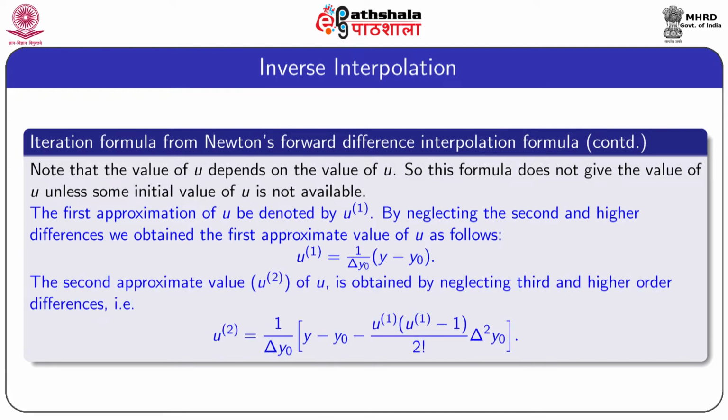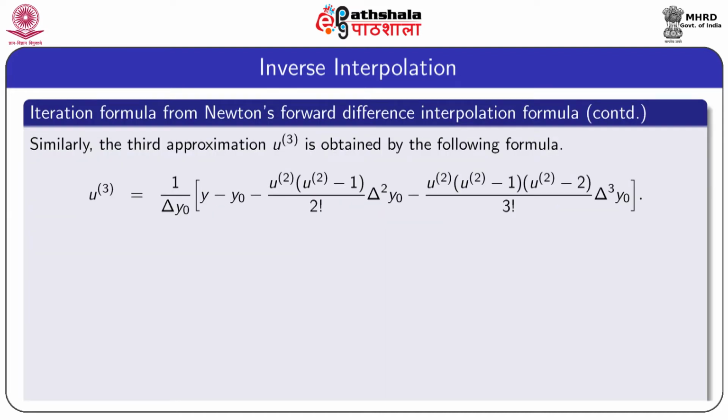Similarly, the second approximate value of u, that one is denoted by u2, is obtained by neglecting third and higher order differences. That means, the value of u2 is equal to 1 by delta y0 whole into y minus y0 minus u1, that means the first approximate value of u into u1 minus 1 whole divided by factorial 2 into delta 2 y0. So, this expression gives the second approximate value of u and this is denoted by u2. Similarly, the third approximate value of u, that one is denoted by u3, is given by this expression.